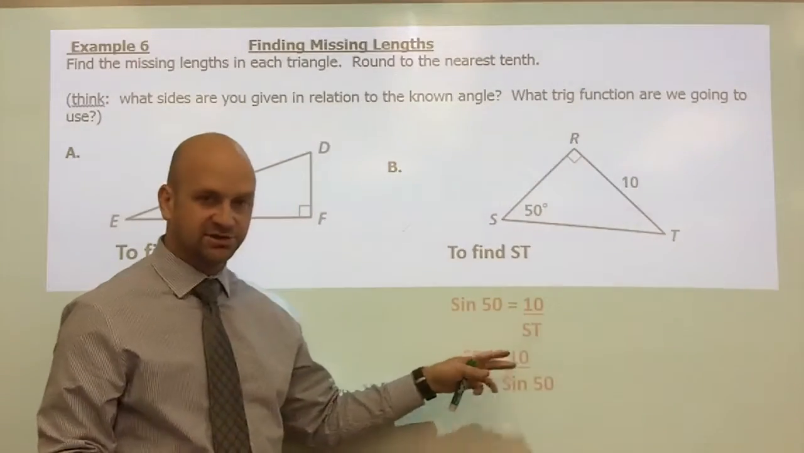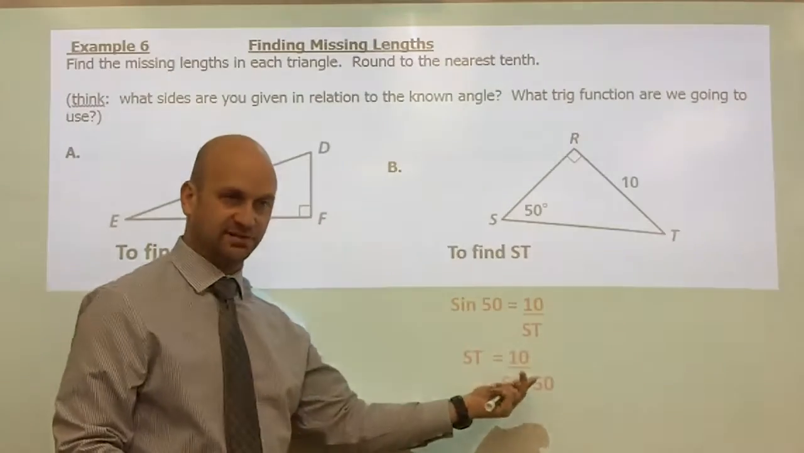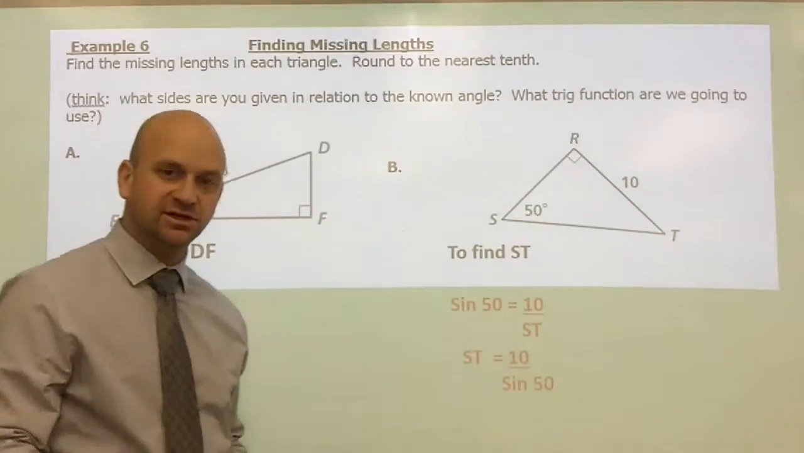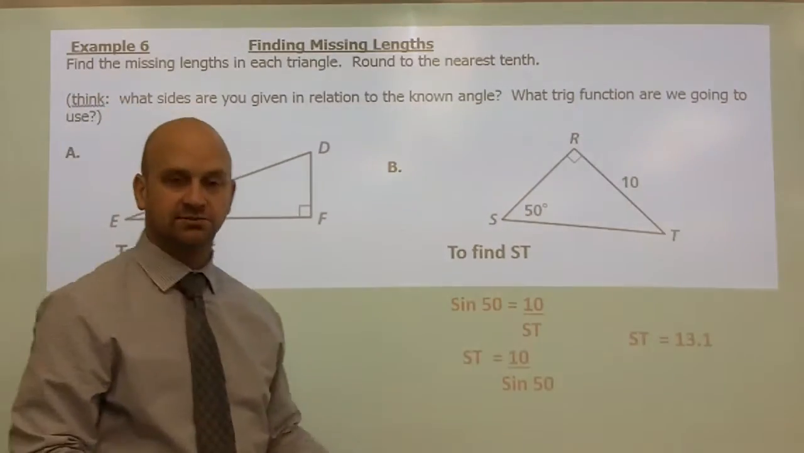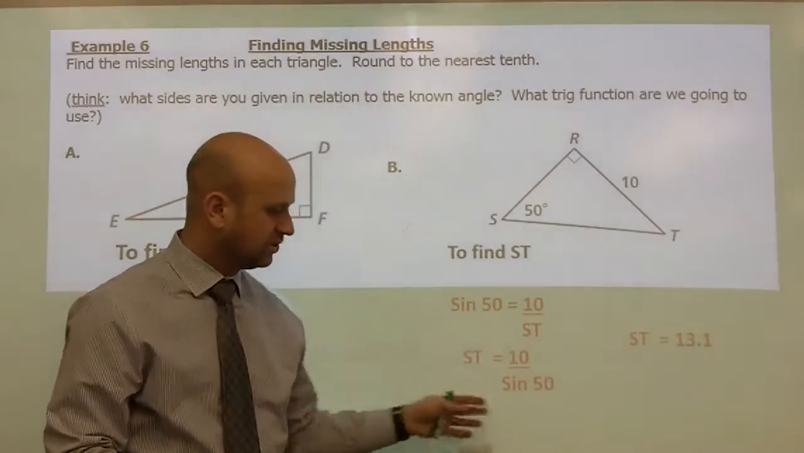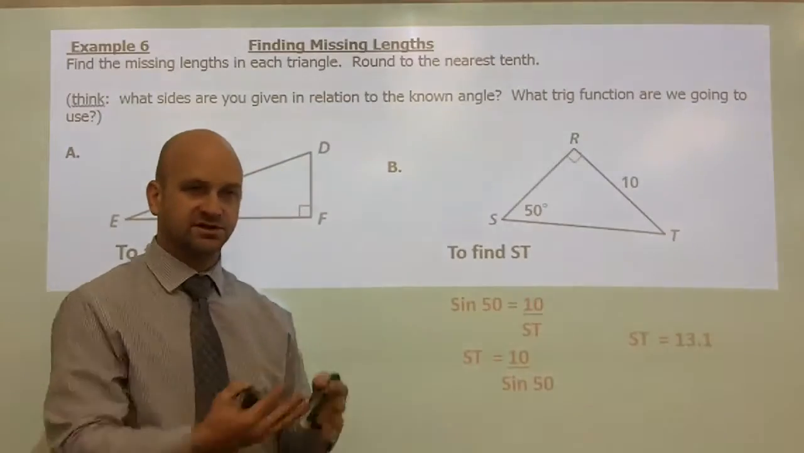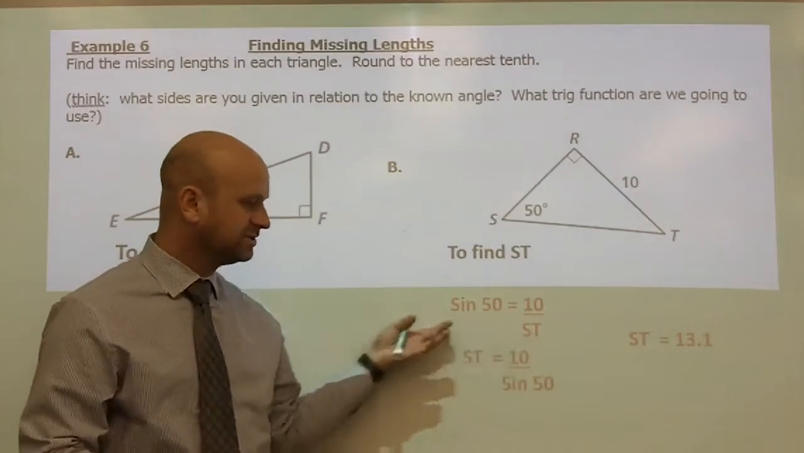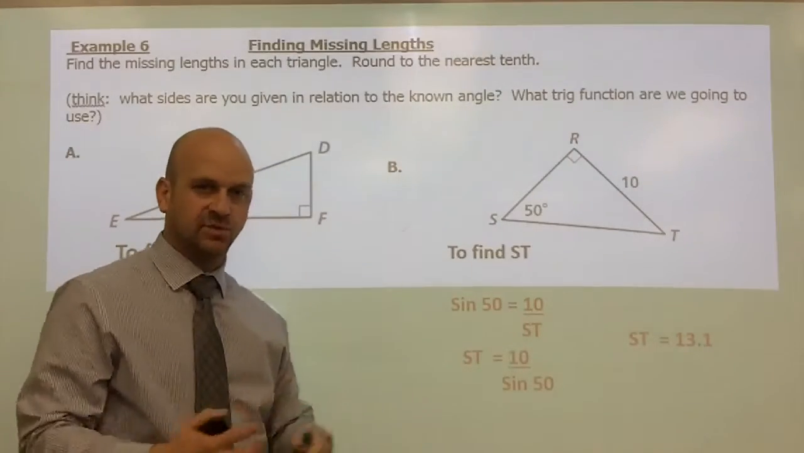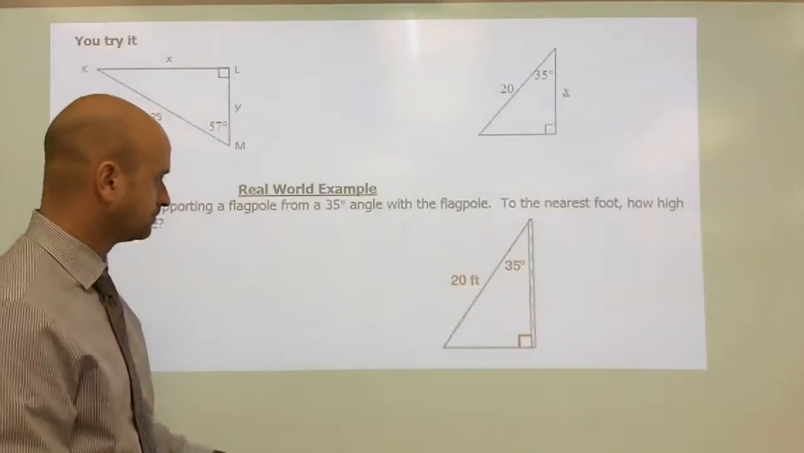Now, for most calculators, all you do is type in 10 divided by sine of 50 and equals or enter, and you should get approximately 13.1. So it becomes quite easy. I like the switch method because that is exactly what you would type into the calculator. And by doing this, we're eliminating one algebra step, which I'm okay with you guys doing.